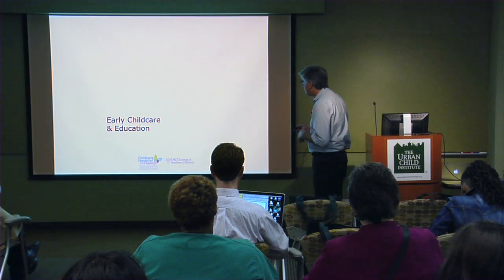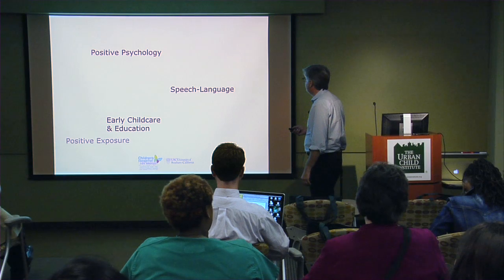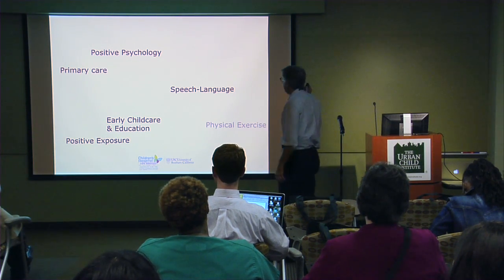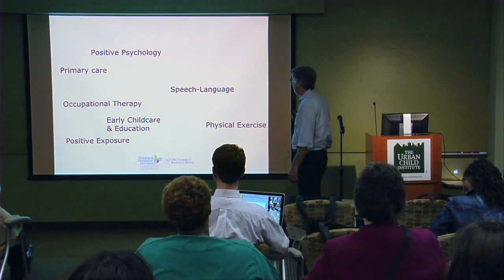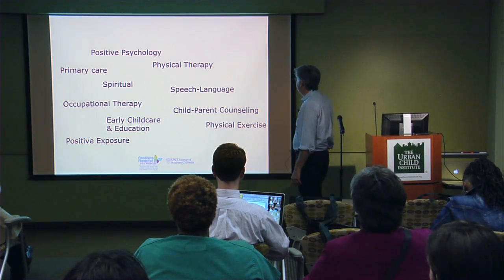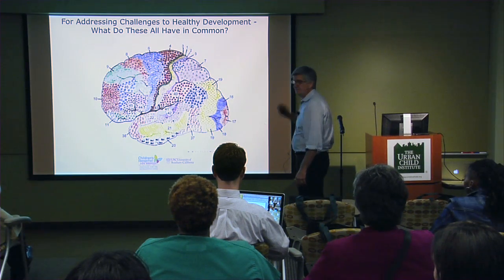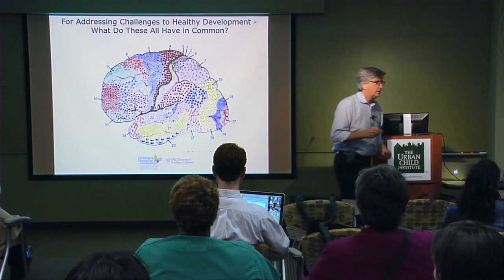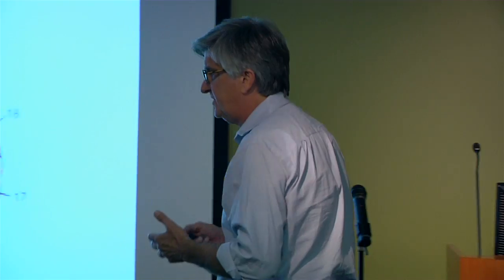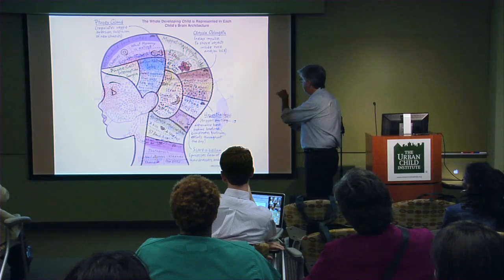Okay. So what do these have in common? Early child care and education, positive psychology, speech language, positive exposure, primary care, physical exercise, occupational therapy, spiritual, physical therapy, child-parent counseling. What do they have in common? They have the brain in common. They're all targeting brain architecture. They're all targeting how the brain is developing in these periods of time that are sensitive to those kinds of experiences. And of course, that's the adult brain.